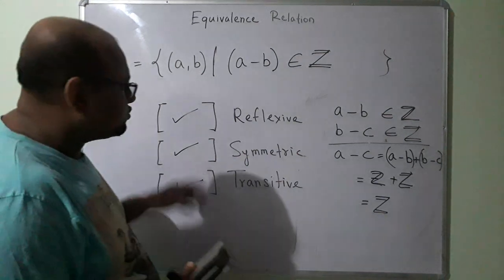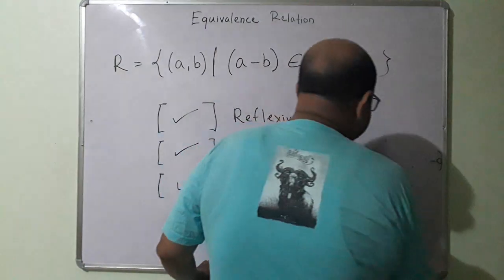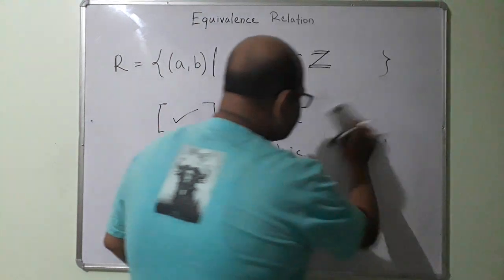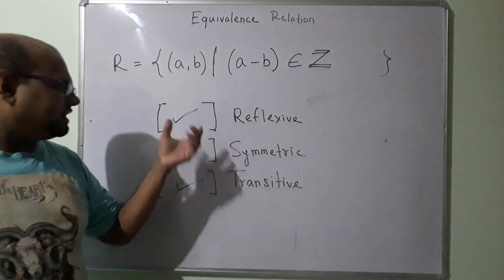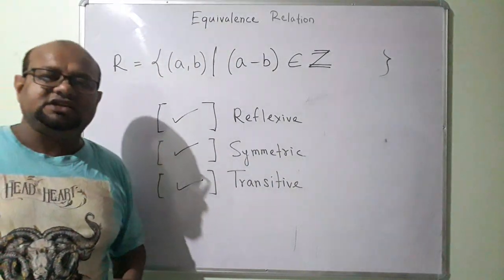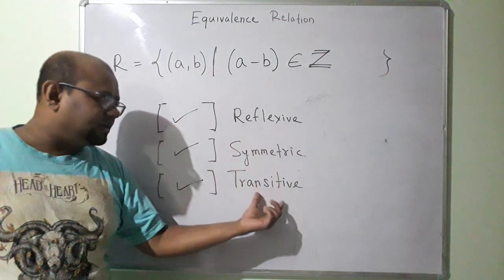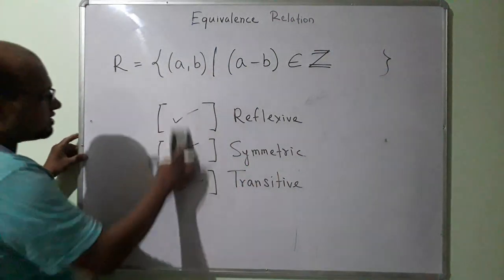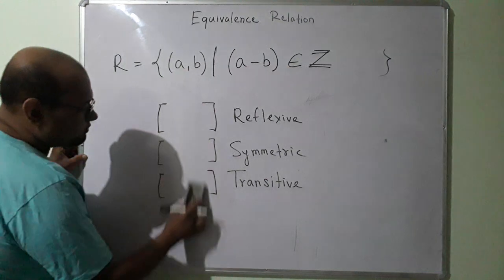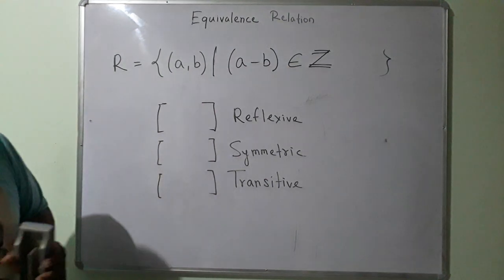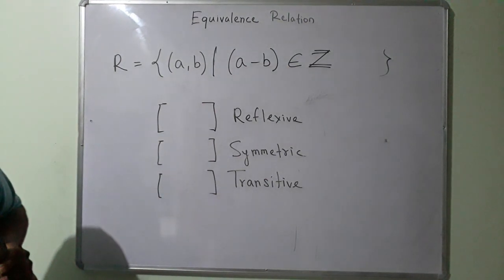So that is how we have seen that this relation R on the set of real numbers is an equivalence relation. It is reflexive, symmetric and transitive. Now let us look at one more example.